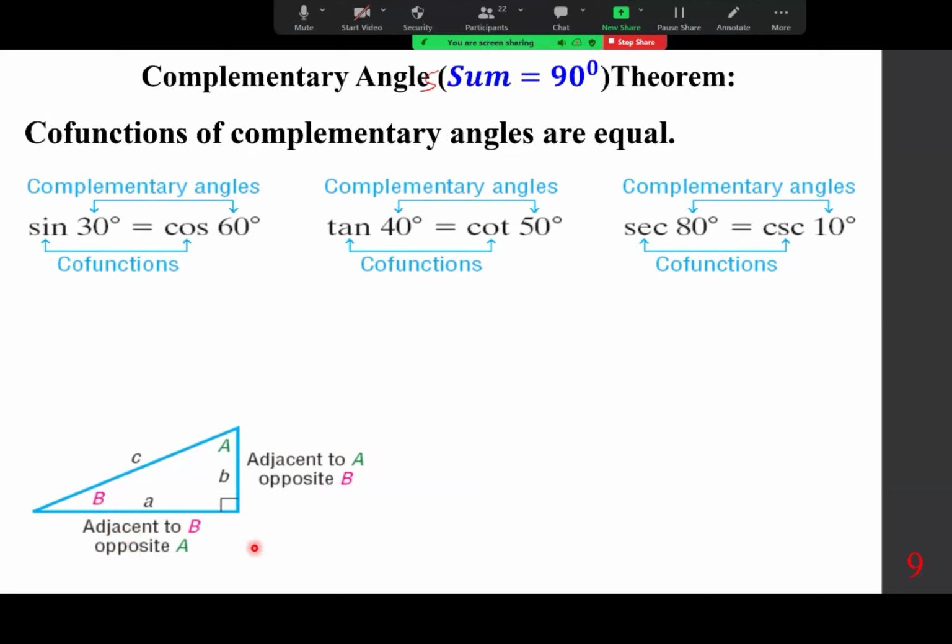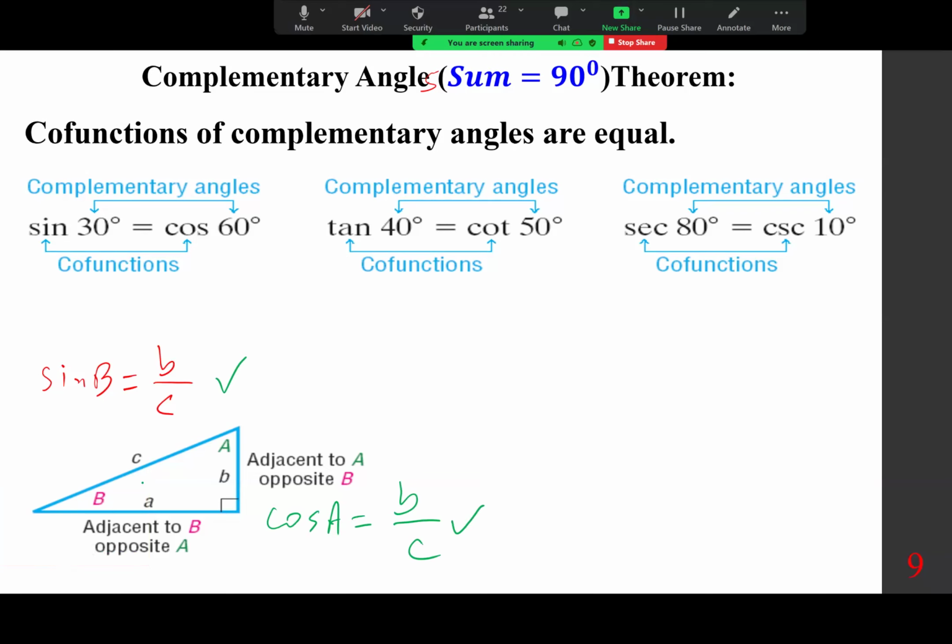So just for the sake of argument, if I'm interested in sine of B, it is B over C. What if I want cosine of A? Cosine of A is the adjacent to A, B, over the hypotenuse. You see these two are the same. Okay, and that's the idea. And you can figure out the rest of them as well.